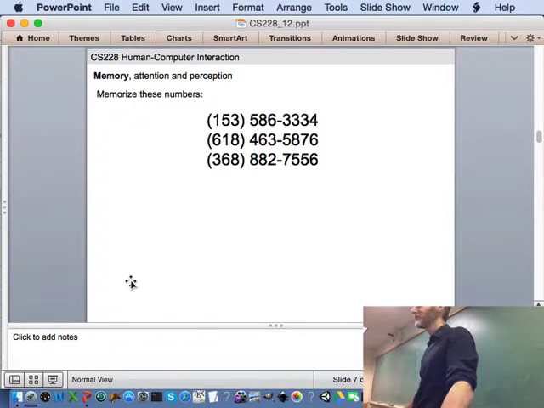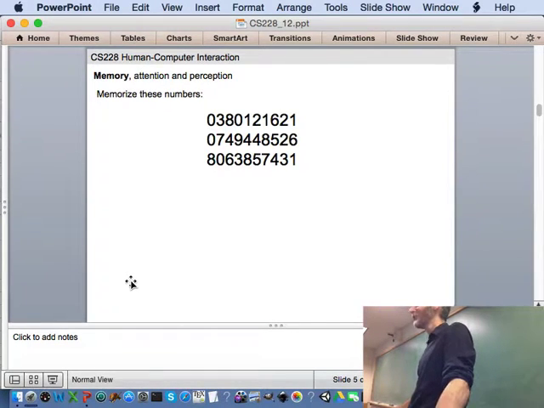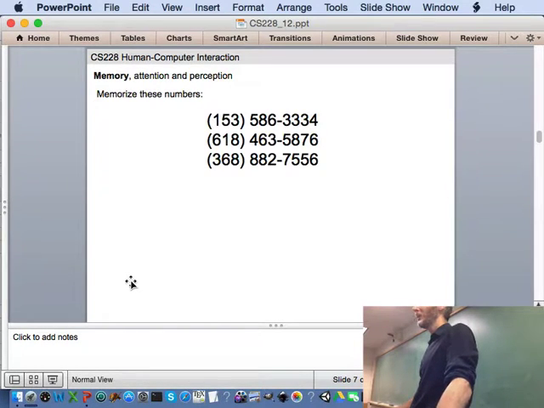Why? Chunking, right? I've grouped numbers together for you, which helps. Memorizing a flat, formless list of numbers or anything is very difficult. What else may have helped you here aside from just chunking? You know area codes. You know area codes associated with certain numbers. Okay, perhaps.